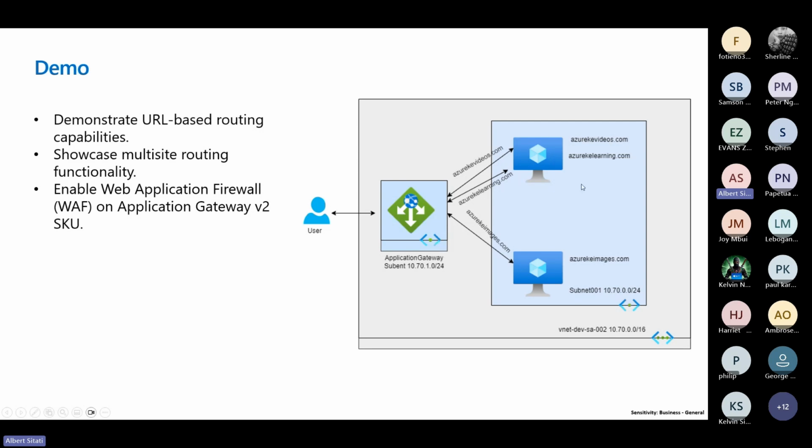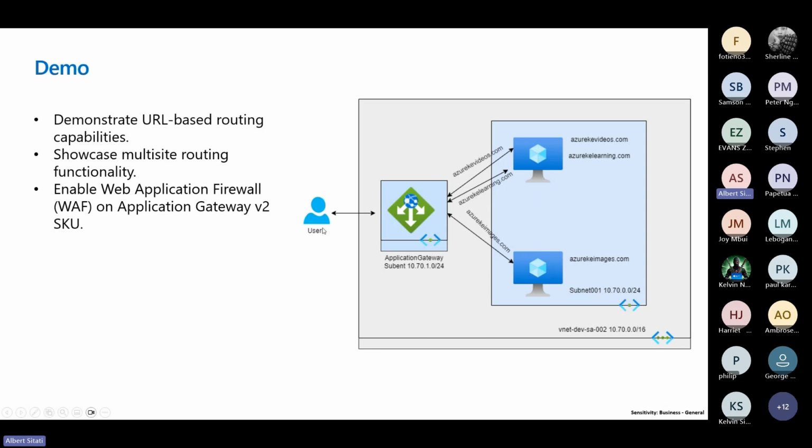Then we have another subnet there, subnet 001. Then we have two VMs there. The VMs have the web application role enabled. Here I've deployed just dummy sites, one for videos, another for learning, and another for images.